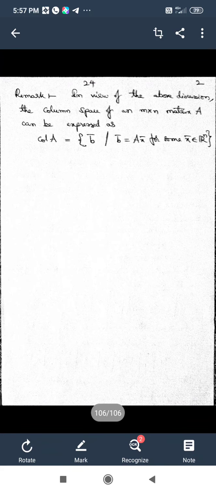And with this I close the class for today. In the next class we will apply this final definition of Col A to solve some problems based on the column space of a matrix A.